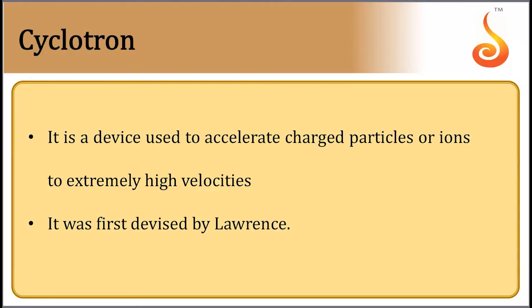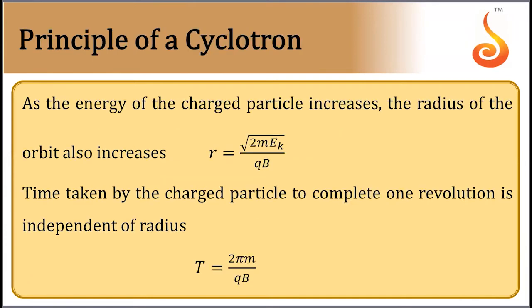Coming to the next topic, that is cyclotron. Cyclotron is a device used to accelerate charged particles or ions to extremely high velocities. It was first designed by Lawrence. The principle of cyclotron is, as the energy of a charged particle increases, the radius of the orbit also increases. So R is equal to root of 2m Ek divided by qB, where Ek is kinetic energy. The time taken by a charged particle to complete one revolution is independent of radius. T is 2 pi m by qB. Just make a note of this. This is the principle of cyclotron.